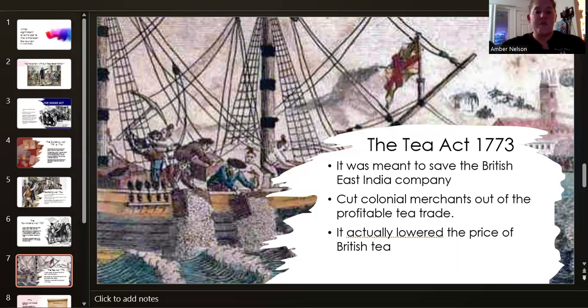The result, in Boston: colonists disguised as Mohawk Indians boarded British ships and dumped 342 chests of tea into the harbor in what became known as the Boston Tea Party.